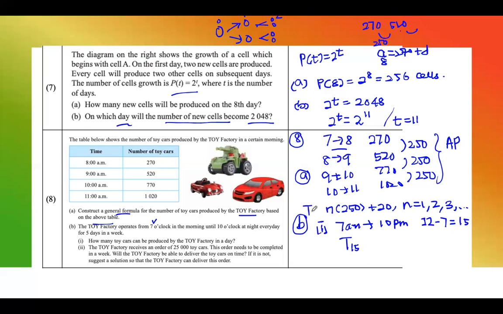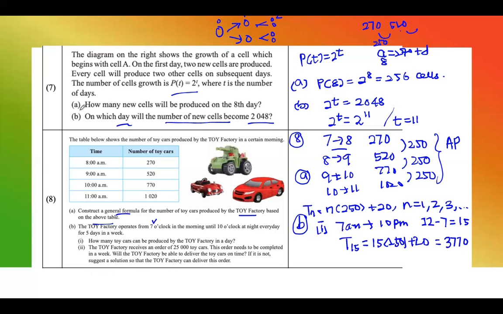So this one is Tn. Tn equals 250 times n plus 20. So T15: 15 times 250 plus 20. So we'll get 3770 toys per day.